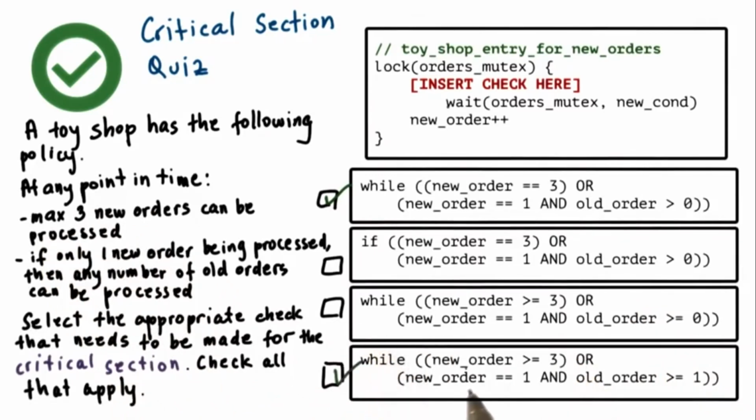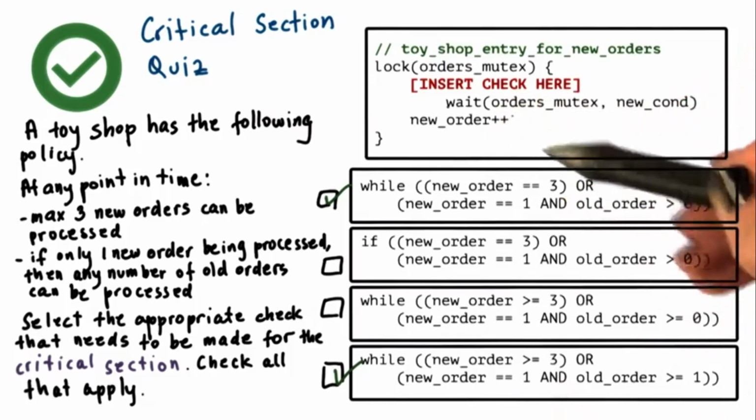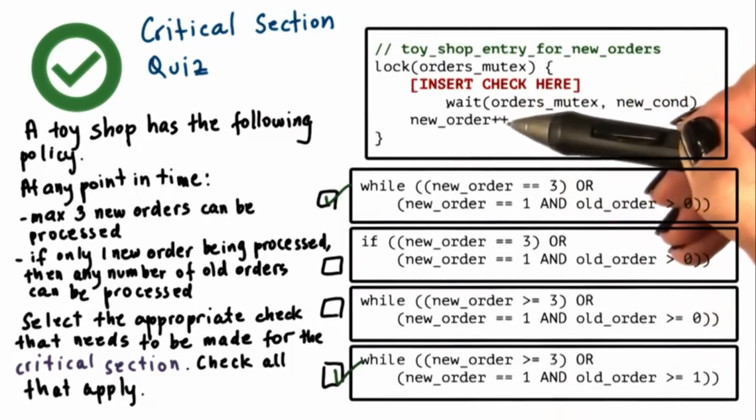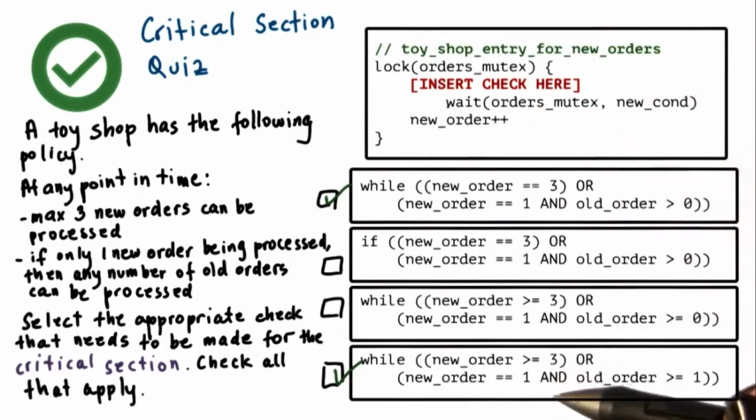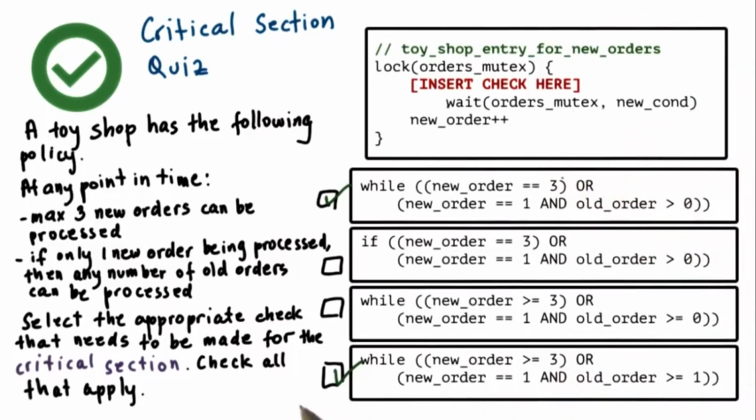The fourth statement is basically identical to the first one, except that it uses greater than or equal to 3. As we already pointed out, new order will not even receive a value greater than 3, the way it's updated here. So this statement will result in identical behavior as the first statement. So both of these are correct.